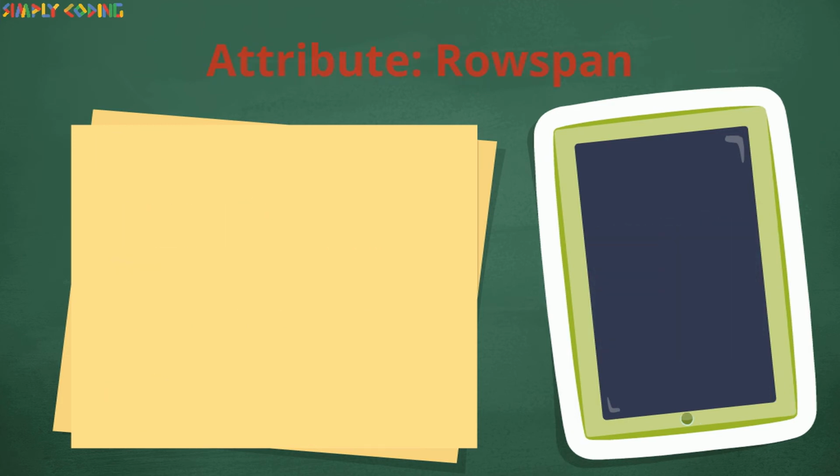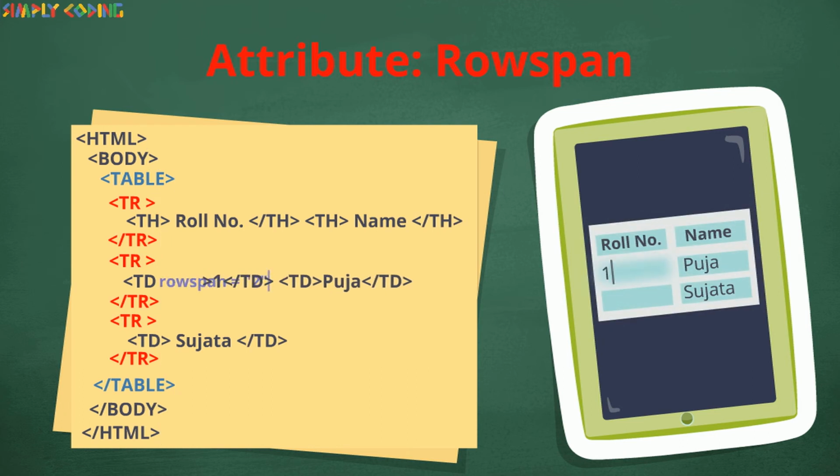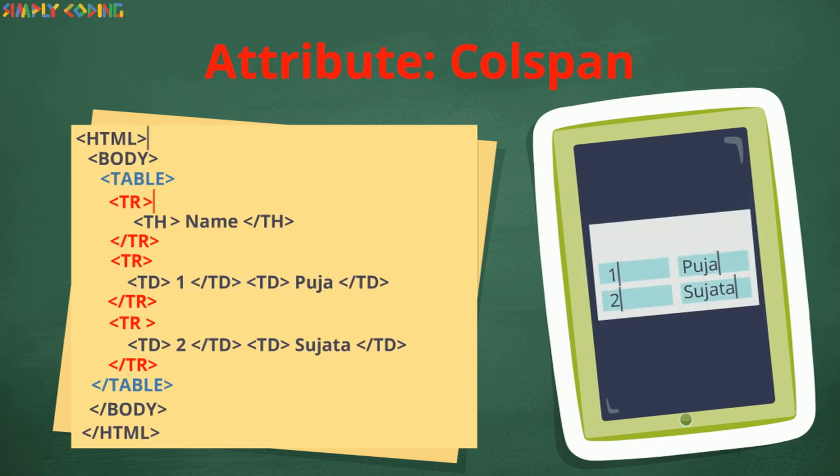ROWSPAN is used to merge the rows. It takes an integer value which gives the number of rows to be merged. The COLSPAN attribute is used to merge the columns. They specify the span of columns to be merged.